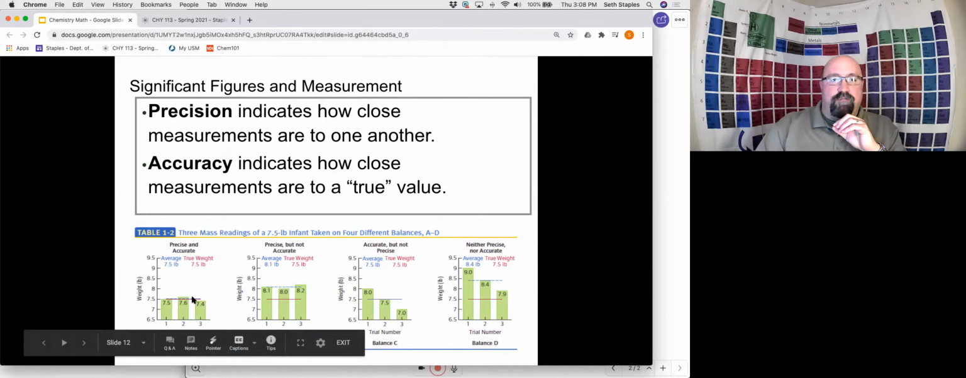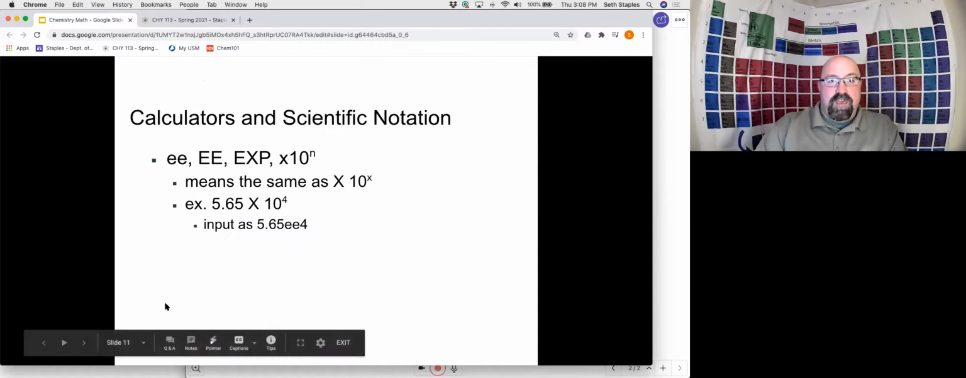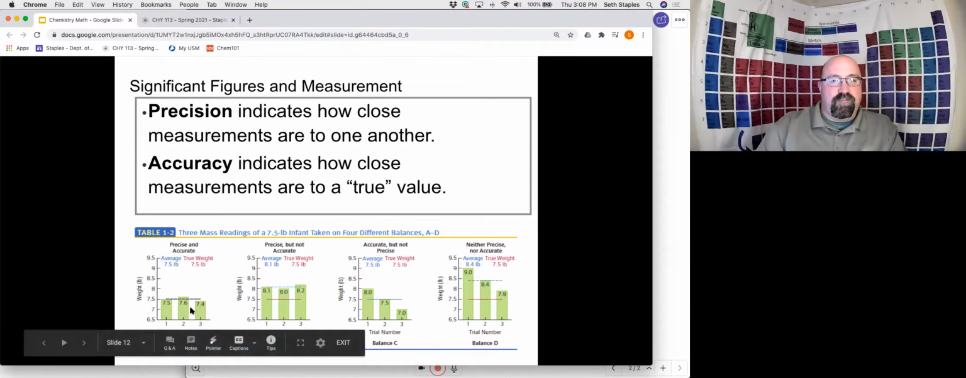Yeah, so these are the 4 different balances, and each had 3 different mass measurements taken. And so we can see, for instance, in the first one, we had mass measurements of 7.5, 7.6, and 7.4. So that all averages out to 7.5, so pretty accurate. And all of the measurements are really close to each other, 7.5, 7.6, 7.4, so it's also a precise data set.